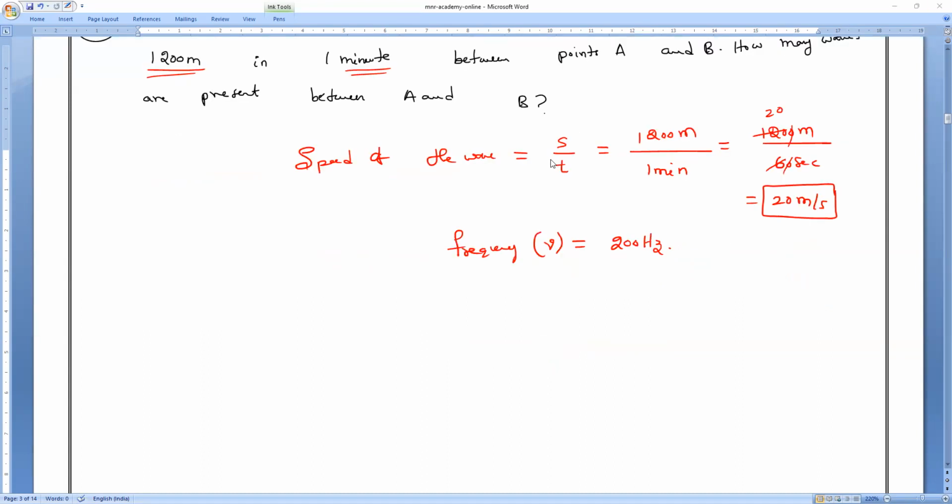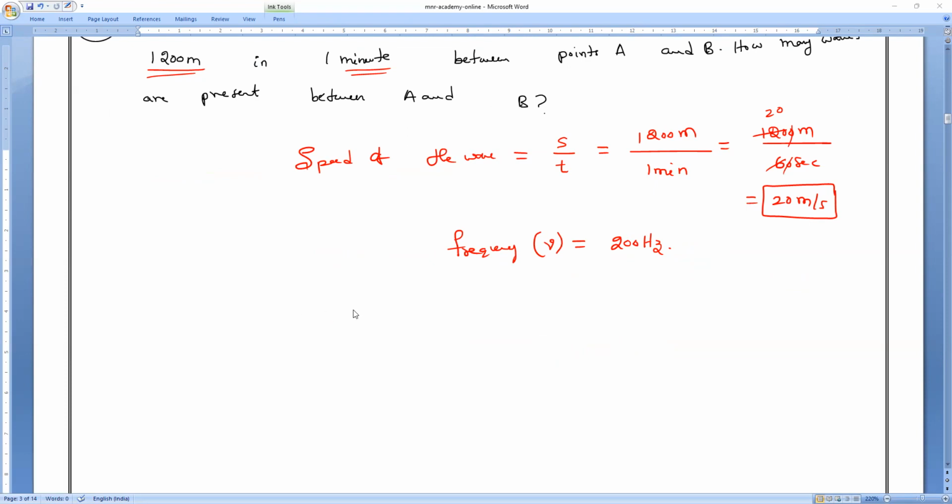Now we cannot find wavelength. What they are asking is how many waves there are. Number of waves means what? One wave is equal to one wavelength. Am I right or wrong? The starting point of one wave to the ending point of that wave is called the wavelength. Is it right, guys? Yes, sir.